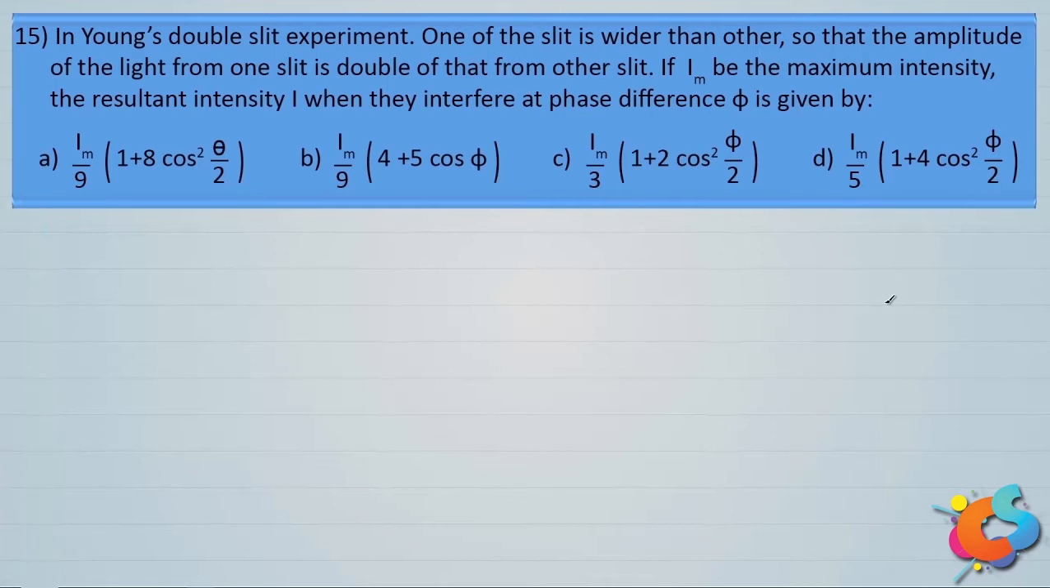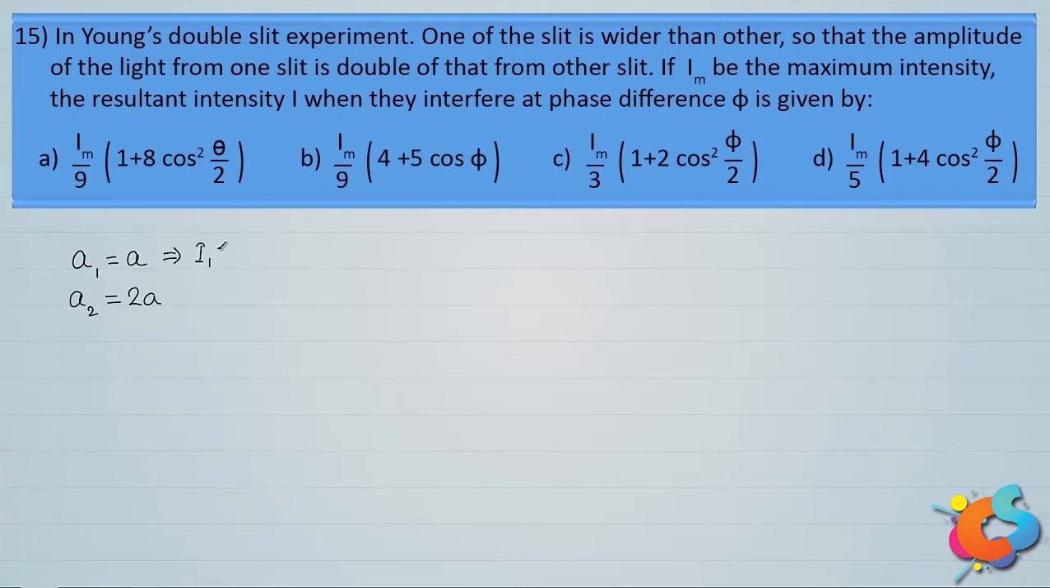The two individual amplitudes are not the same. Let me say that the amplitude of the first wave is A and that of the other wave is twice A. That is, A2 is equal to 2 times A. As a consequence, the intensities can be written like this.